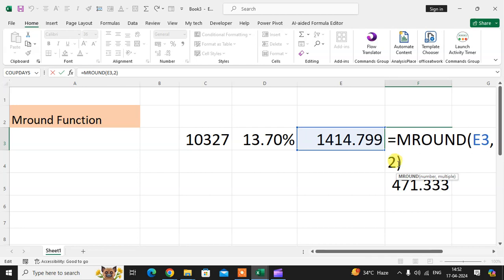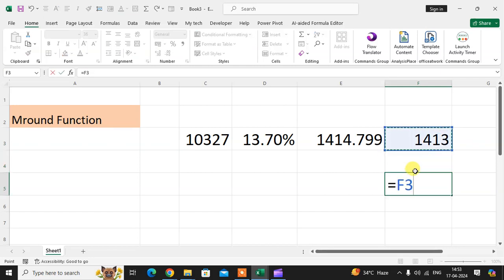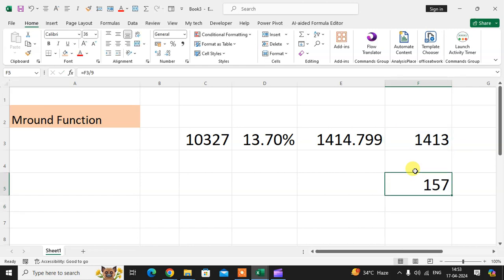Okay, so I want to divide by 9. I enter the 9 here. Once again, after entering the 9, I select this number and divide by 9. It gets 157, which is a rounded-off amount. If you divide it by a different number, it gets the decimal.